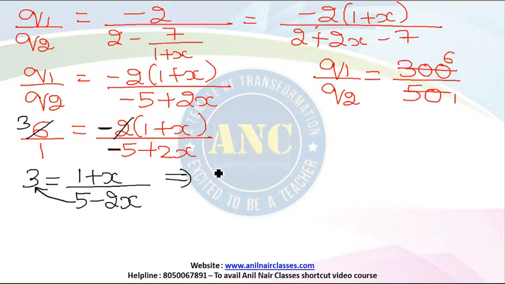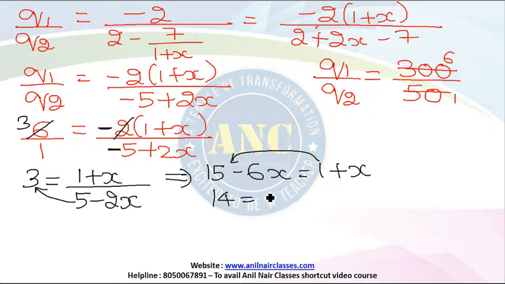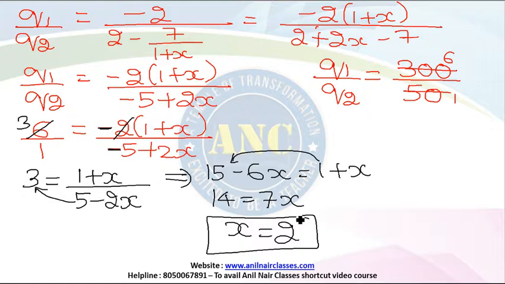3 into 5 is 15. Minus 3 into 2x is minus 6x is equal to 1 plus x. 15 minus 1 is 14 equal to minus 6x comes to the right hand side. It becomes 6x plus x, 7x. x is equal to 14 by 7. The value of x is what they are asking you in the question, which is nothing but equal to 2.